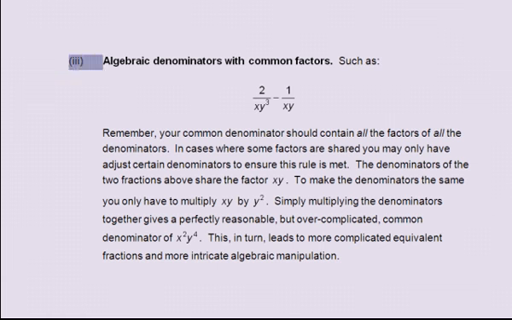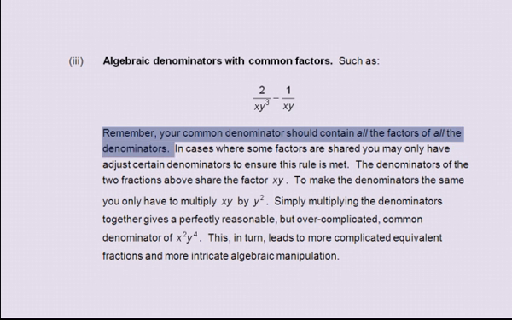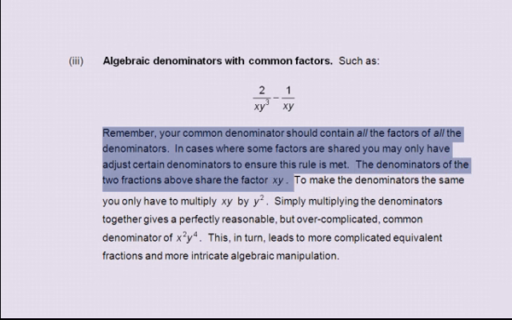3. Algebraic denominators with common factors, such as 2 divided by xy cubed minus 1 divided by xy. Remember, your common denominator should contain all the factors of all the denominators. In cases where some factors are shared, you may only have to adjust certain denominators to ensure this rule is met. The denominators of the two fractions above share the factor xy.